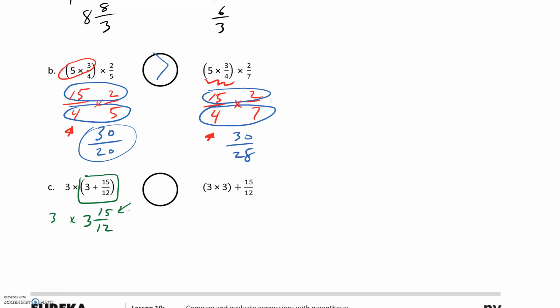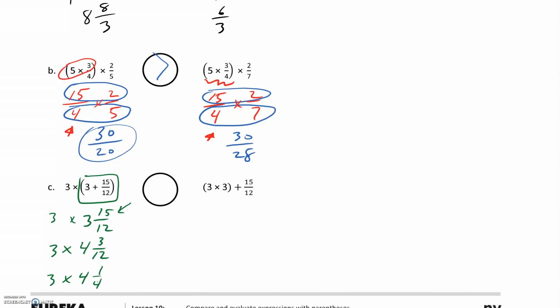15/12 is the same as 1 and 3/12. So this becomes 4 and 3/12. So 3 times that. And then I see 3/12. Do you see the simplified version? I think I can divide them both by 3. So this is 3 times 4 and 1/4. I'm going to try not to solve that yet.